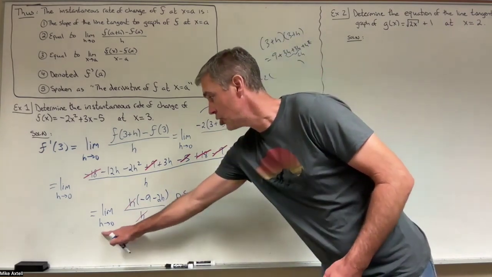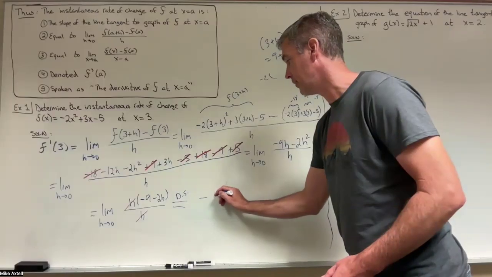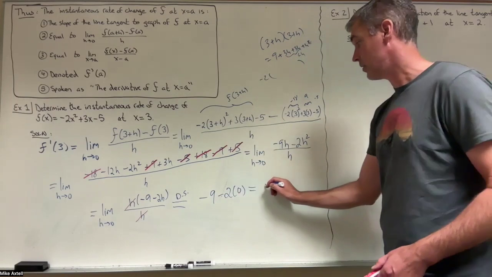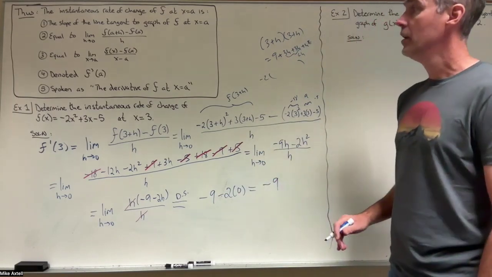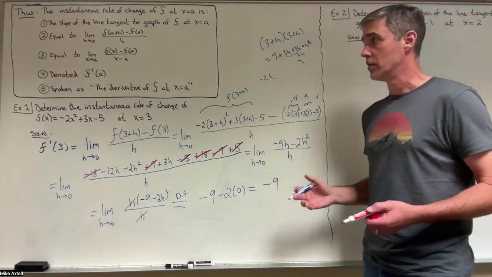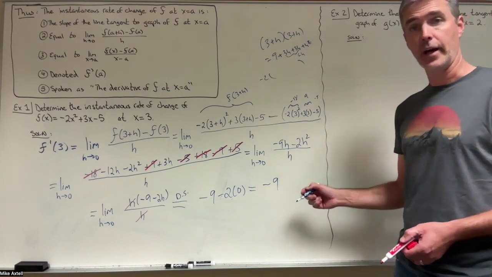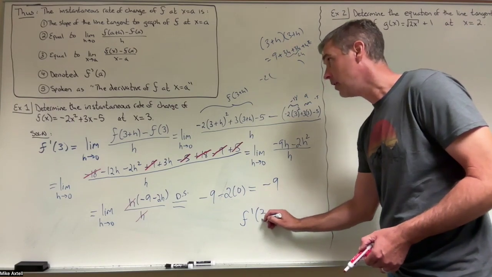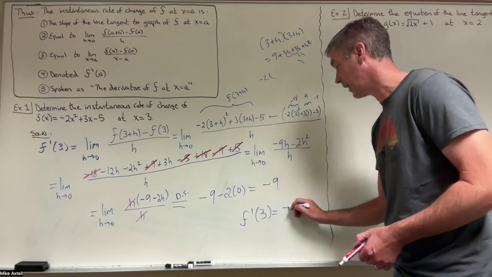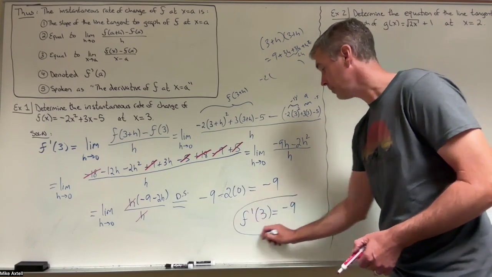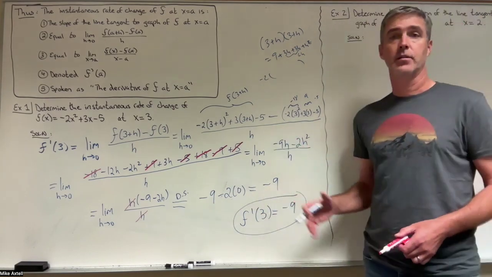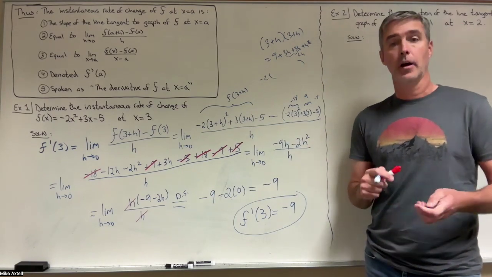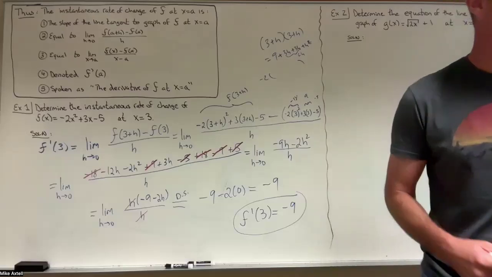I'm going to replace h with 0. And I think I have a -9 minus a 2 times 0, which is just -9 minus 0, so just -9. So the instantaneous rate of change of this function at x equals 3 is -9. I could also say the derivative f prime of 3 is equal to -9. So I just had to wade through an ocean of algebra, but eventually things canceled nicely. All right, let me do one more example.